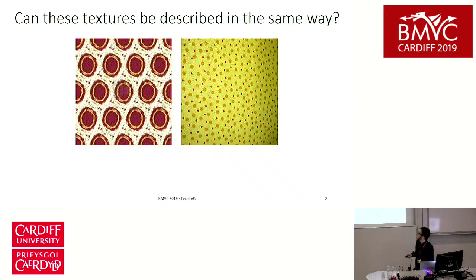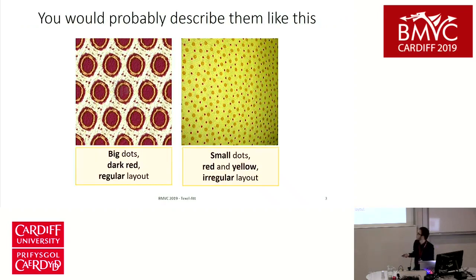Can these two textures be described in the same way? I think that if you look at them, you would agree with me that you would describe them differently from each other. In fact, your description would probably be something like this. The one on the left has big dots, which are dark red on a regular layout, while the one on the right has small dots, some of them red, some of them yellow, on an irregular layout.